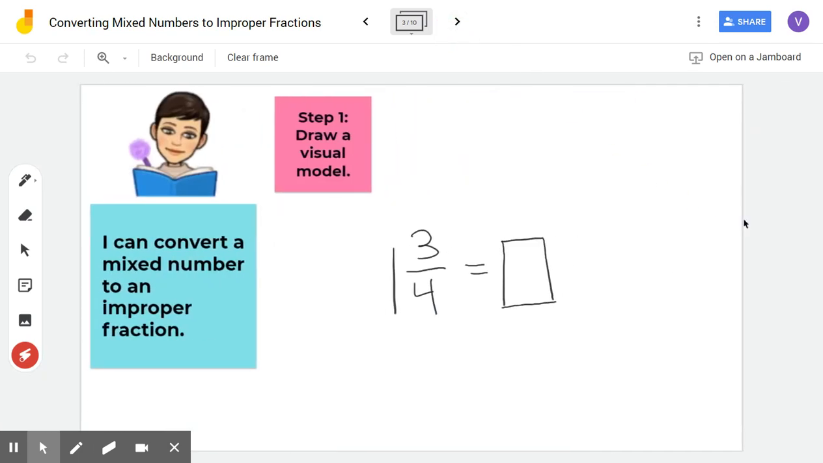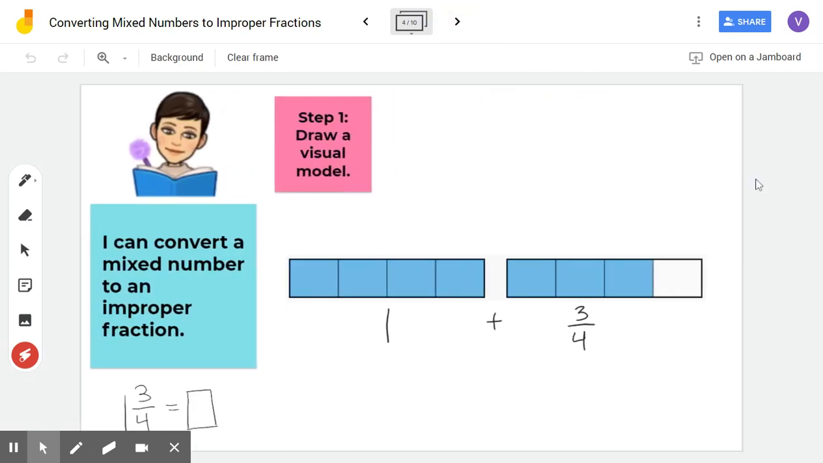Step one, as it often is in fourth grade, is to draw a visual model. So let's say, for example, that we have the mixed number 1 and 3/4, and we are being asked to find the equivalent improper fraction. How are we going to do that? Well, step one, draw a visual model. I have one whole right here on the left plus 3/4 on the right. So I have my whole number part and my fraction part for my mixed number.